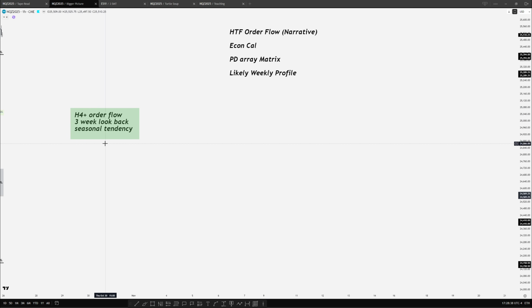All right, so you want to be looking at your higher time frame order flow, 4 hour. Read what's going on, read the narrative: where's the sell side, where's the buy side, what has been done in the market, what's been left behind. So as soon as the new week opening gap prints, you have a rough basis of where the market is likely to draw to for the next 5 days.